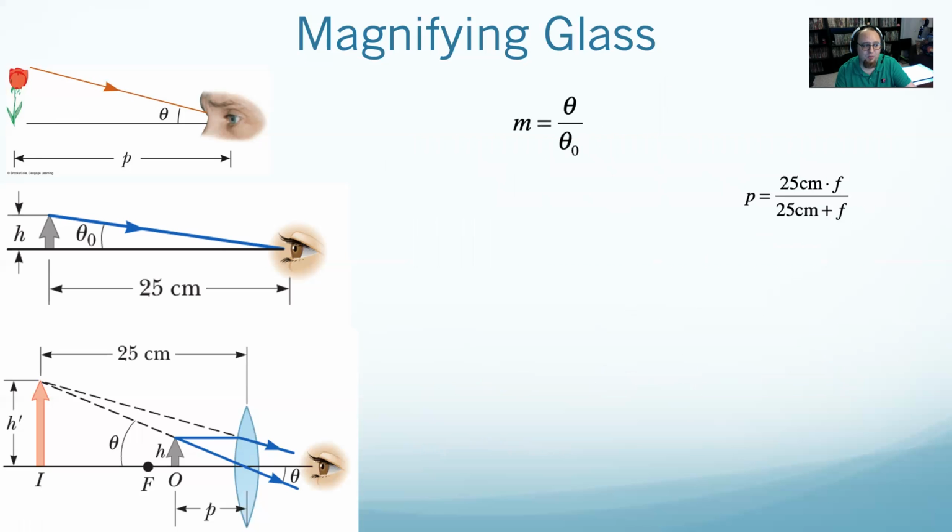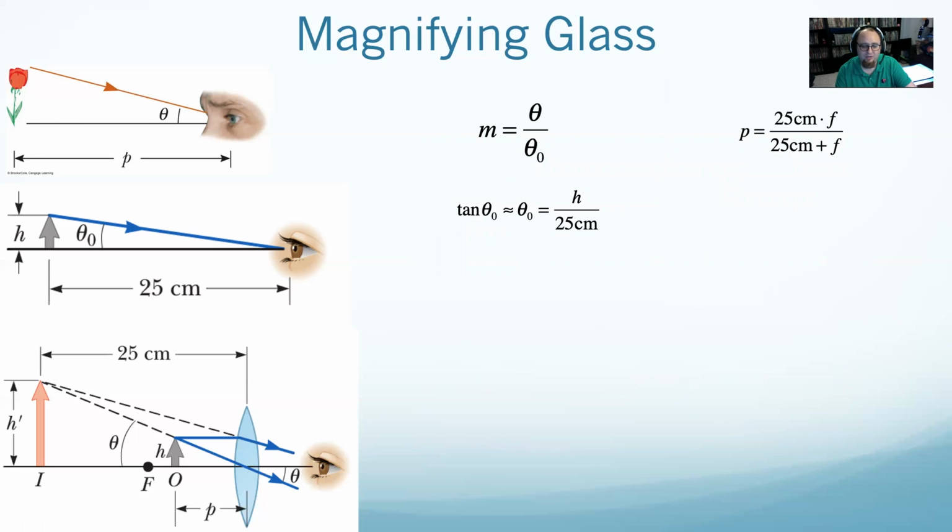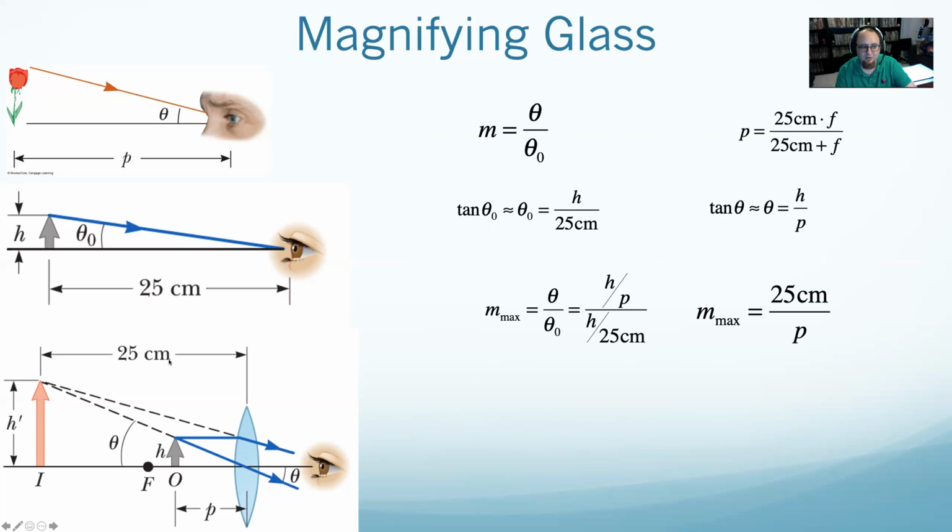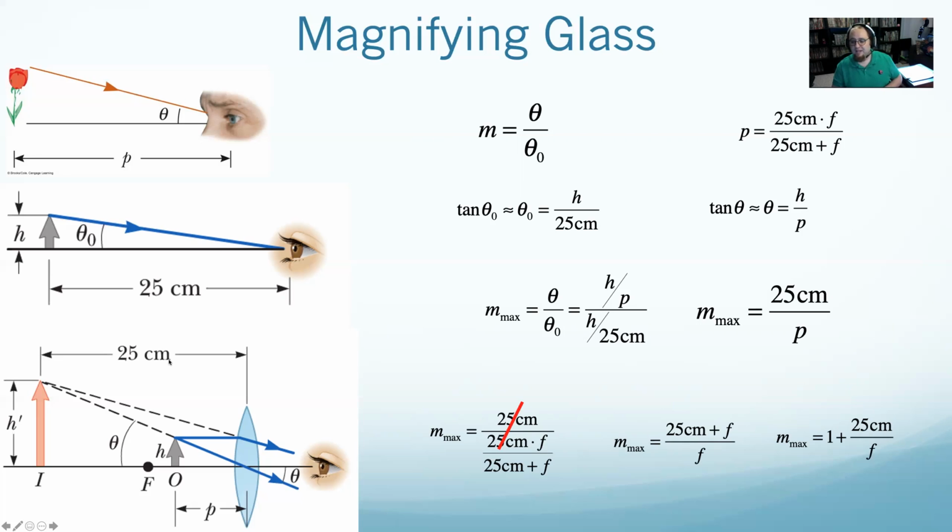And using these sets of equations and a whole bunch of crazy math that I'm not going to worry about too much, but another small angle approximation, and kind of the same logic I did before, I can find the max size something gets, which once again is going to be when h prime is at the near point, 25 centimeters for most people. You can find that the angular magnification for most people, putting a magnifying glass in the best spot, will just be 1 plus 25 centimeters over the focal length of the magnifying glass.